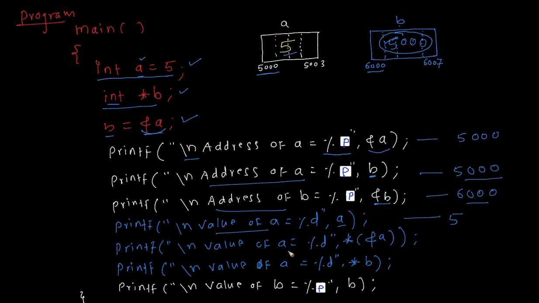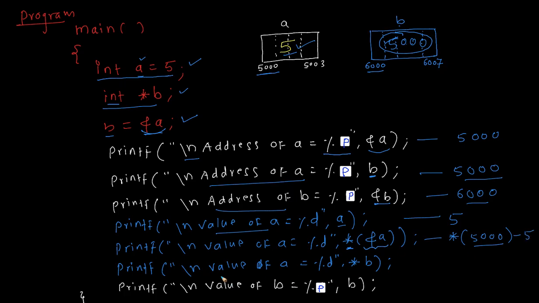Now again, how can I get the value of A by using an address? The value of A is equal to star of the address of A. This is the value at address operator, which gives the value at the address given in the bracket. What is the address here? The address of A, which is 5000. That means this will turn out to be the value at address 5000. What is the value at address 5000? It is 5. So this will give us 5.